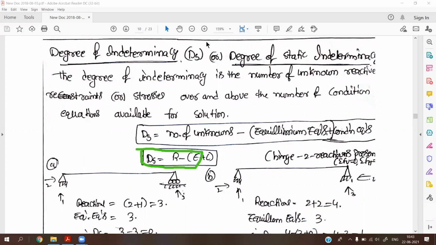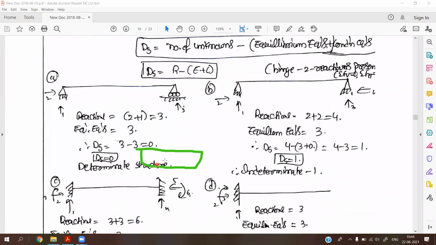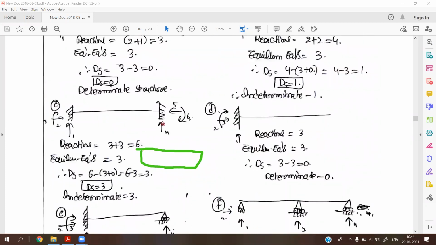For example, I will explain one example. This is a fixed beam. In this fixed beam we have 6 reactions, because at each fixed support we have 3 reactions, 3 reactions on this side and 3 reactions on this side. So in total we have 6 reactions, and equilibrium equations are 3. So 6 minus 3 is 3. Therefore the degree of static indeterminacy is 3, so this is an indeterminate structure of degree 3. Okay, thank you.